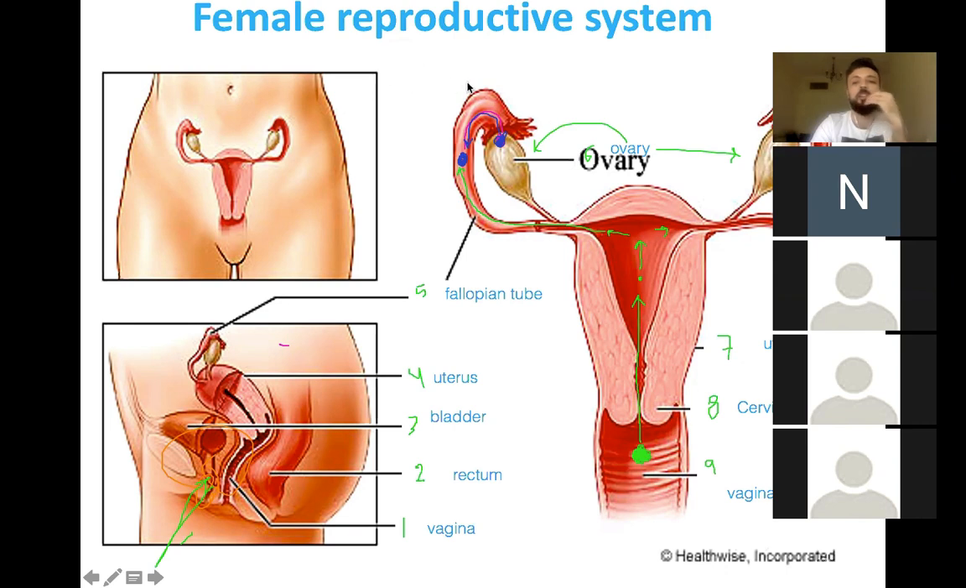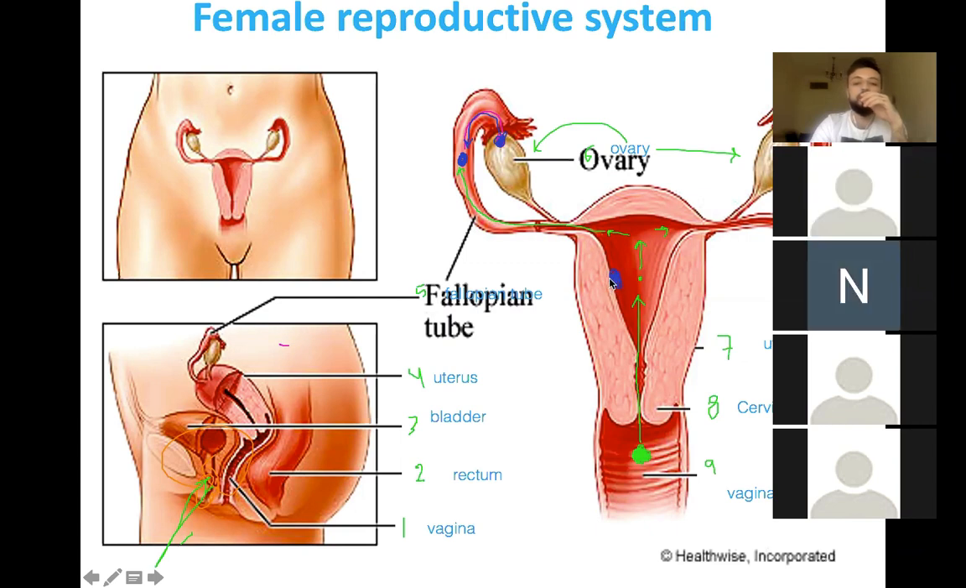In the uterus wall? In the uterus wall, very good. And by the end, this egg has to reach the uterus wall. If the fertilized egg fails to bind to the uterus wall, this egg will roll down all the way down. Very good. And this will be leading to, not miscarriage, but no pregnancy.